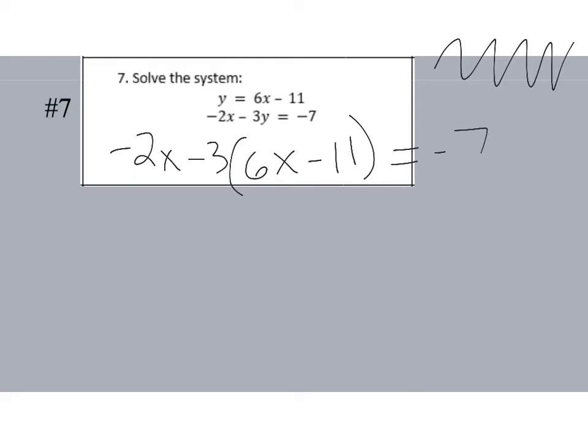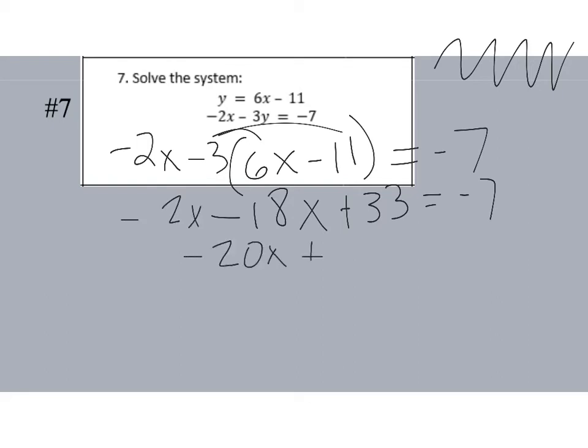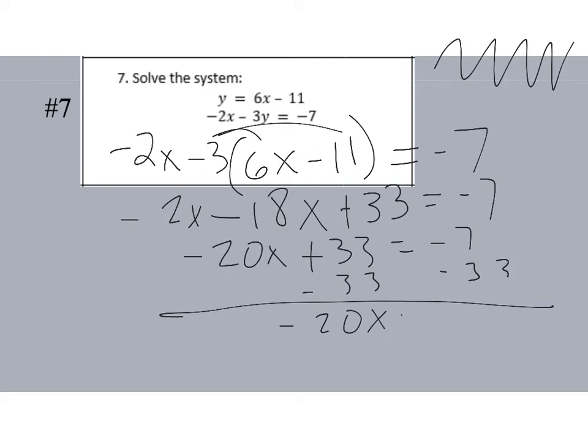Okay, when I do that, I have parentheses, and I'm going to distribute negative 3 times 6, which is negative 18x. Negative 3 times 11 is positive 33. That equals negative 7. And we have negative 2x. Combine my like terms, I have negative 20x plus 33 equals negative 7. I want to get this to the other side. So I get negative 20x equals negative 40. And if I divide both sides by negative 20, I get x equals 2.